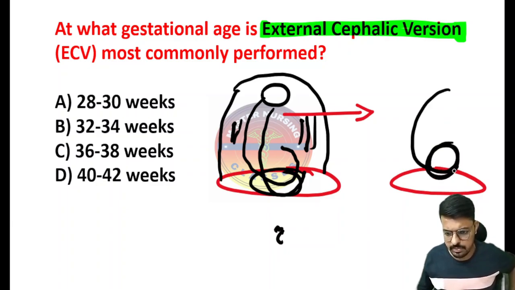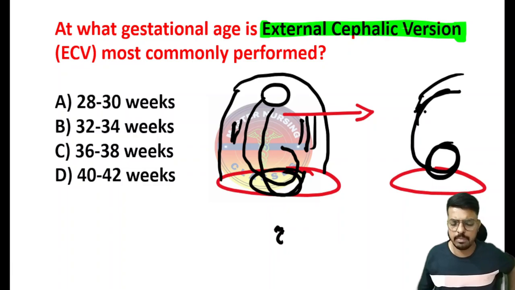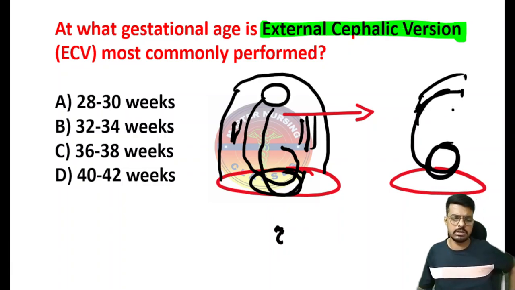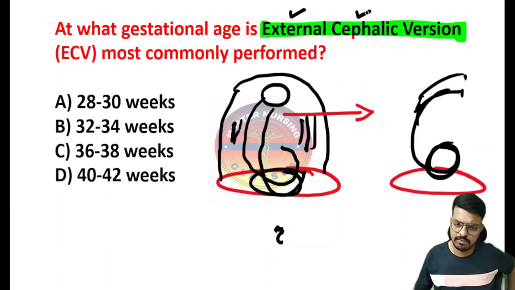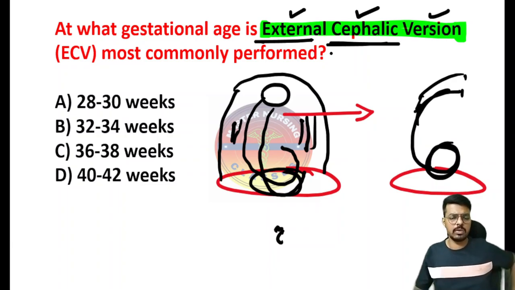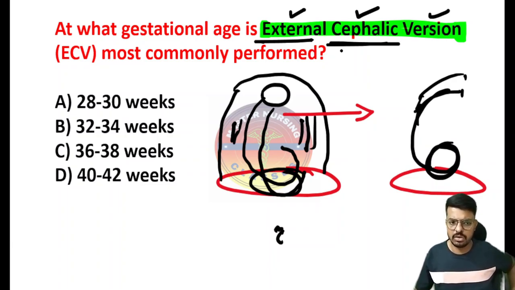So this is the head of the baby now, and this is the breech, the buttock. We can say the podalic part of the baby. So with the help of external manipulation, if I am trying to change the position from the breech presentation to the cephalic presentation, that is what we call the external cephalic version. Externally, I am rotating the breech and converting it to the cephalic presentation.